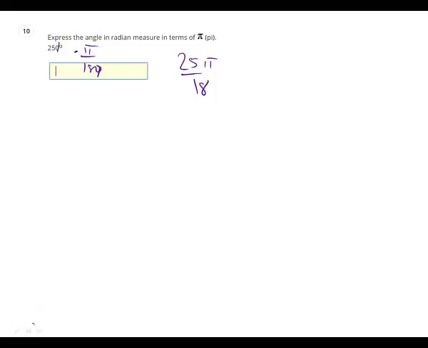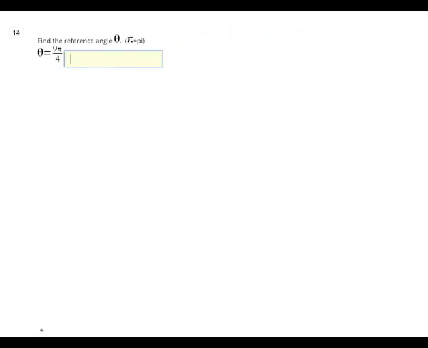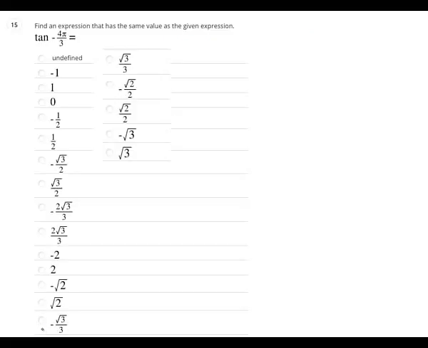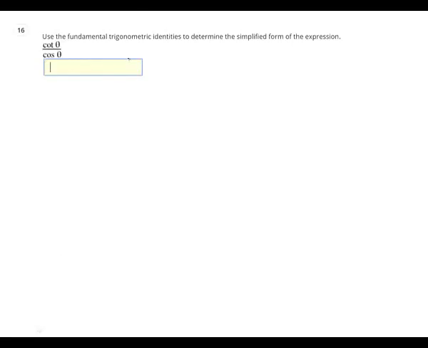Which one? Number 16. Okay, so let's go to 16. 15, 16. Alright. That's a good one to pick, because these are a little bit tougher. It says, use the fundamental trigonometric identities to determine the simplified form of the expression. So, best thing to do is put it into sines and cosines. Probably I would split it up like this, too. Cotangent theta times 1 over cosine theta.